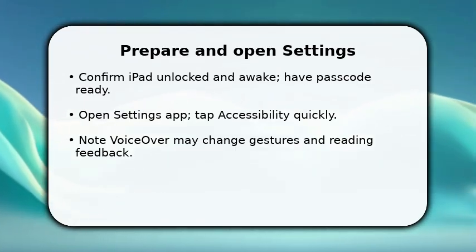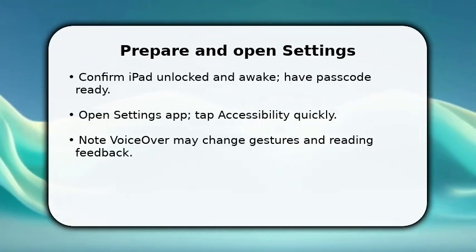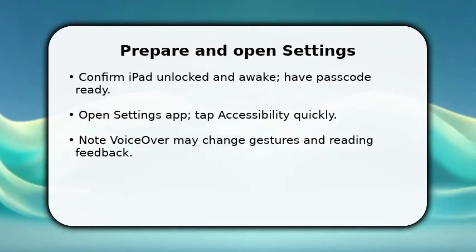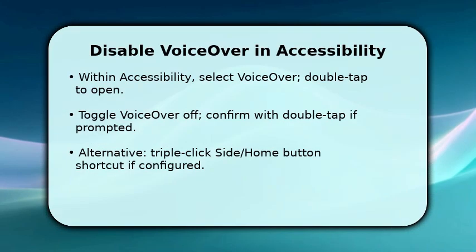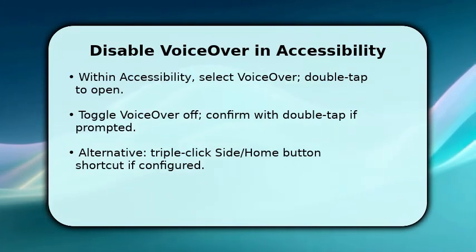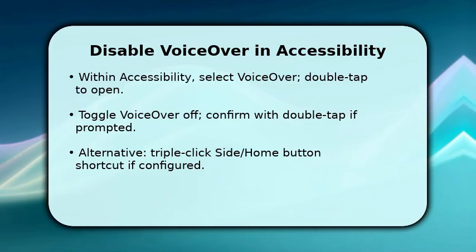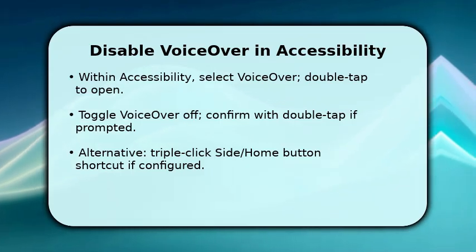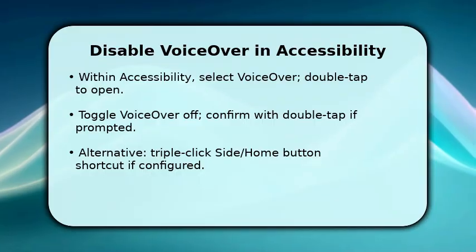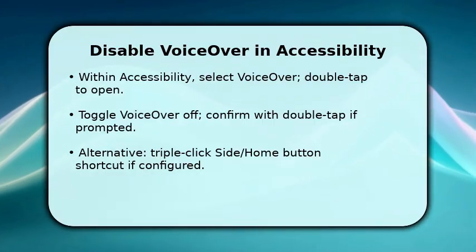This step gets you to the control center of accessibility options and prepares you to switch VoiceOver off safely. Now you're inside VoiceOver settings and ready to turn it off. Select VoiceOver and double-tap the VoiceOver switch. You'll hear feedback as it changes state. Once it's off, gestures return to normal, so make sure to test a single tap.